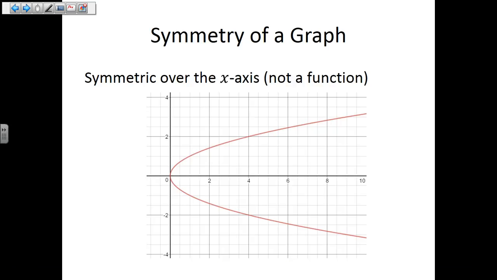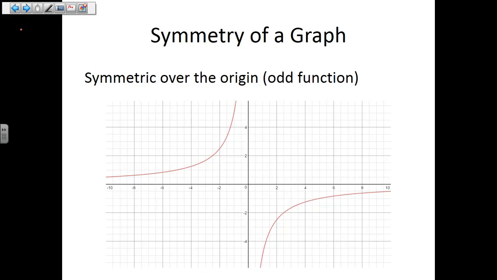Here's a graph that is symmetric over the x-axis. Now again, this is not a function. This doesn't pass the vertical line test, but since it's symmetric over the x-axis, that means that for every point above the x-axis, there is a mirror image below the x-axis, same distance below the x-axis as the point was above. So this is symmetry over the x-axis. Again, not a function, it's a relation, but we can still talk about this type of symmetry.